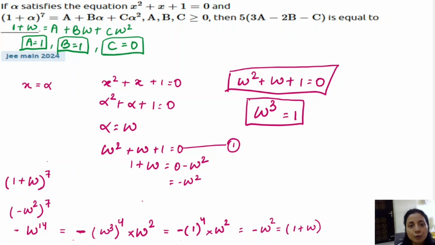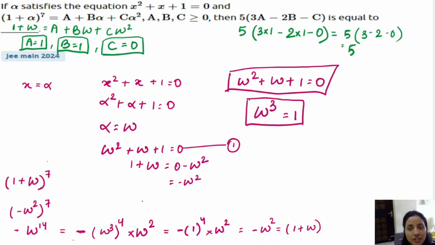Let's put the values and do the simplification. So after doing the calculation we are getting 5 only from the given expression. So the answer is 5 for the given question.